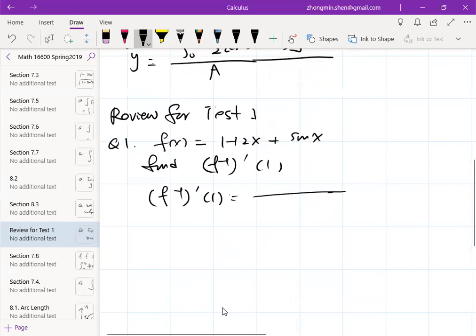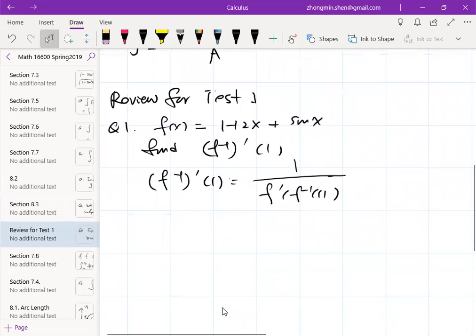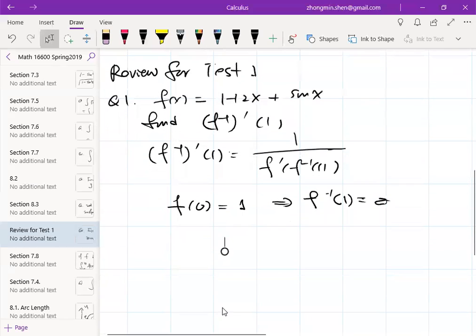So this is the formula. Clearly, you have to find the value of the inverse function at 1, and you cannot find the formula for the inverse function. But if you look at that, f of 0 is 1, right? So that implies the inverse at 1 is going to be 0. Yeah, the inverse exists. Don't worry about that. You don't need to prove it.